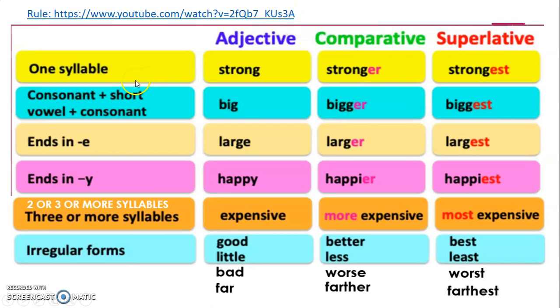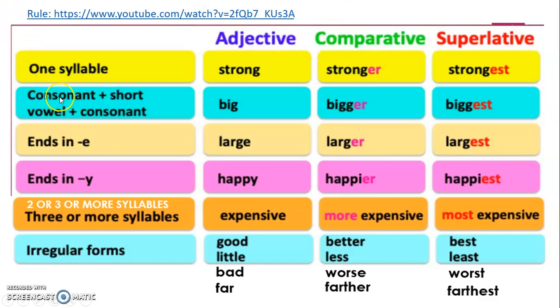As you can see here, we have different rules that apply to the comparative adjectives. You have the short adjective, an adjective that is made of only one syllable. For example, the adjective strong. In the comparative form, we just need to add er. So, for example, Tom is stronger than Ali.